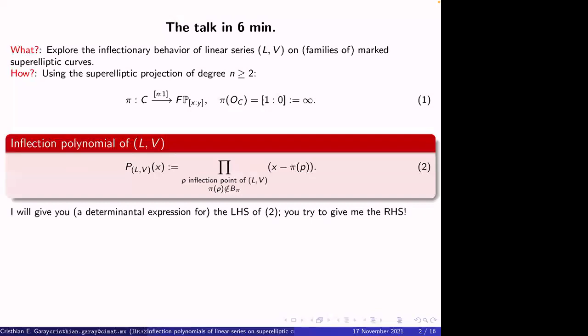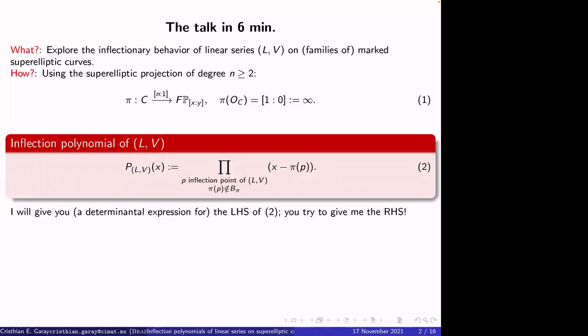So the definition of inflection polynomial is very simple. You just look at the inflection points associated to this linear series on the curve, and then you project them to the projective line, and you ask yourself if the projection lies or not in the branching locus of your superelliptic projection. If it lies on the branching locus, then you discard it, otherwise you keep it, and you take the linear factors having these projections as constants. And that's the inflection polynomial in 5 minutes.